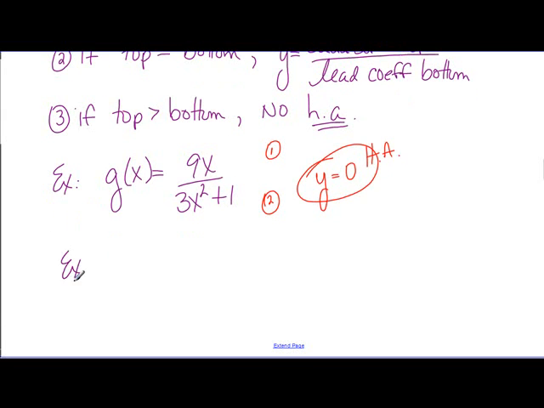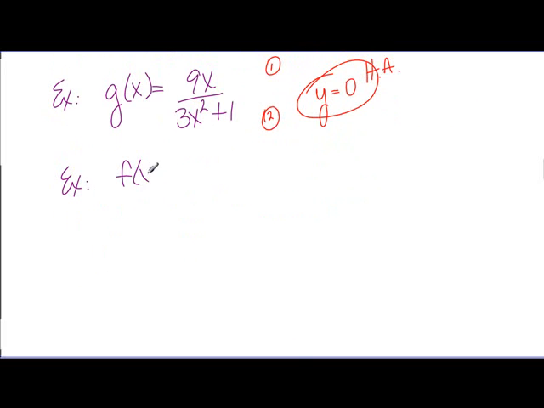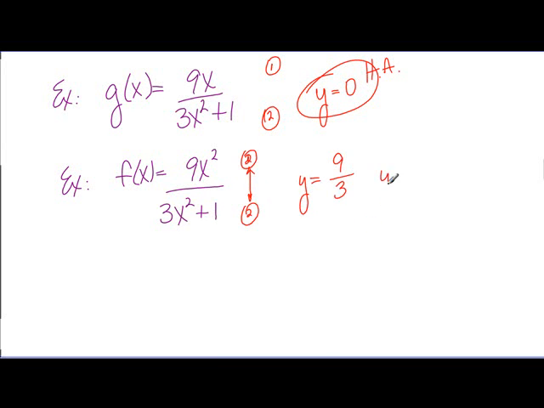Another example, suppose we look at f of x, and f of x is 9x squared over 3x squared plus 1. The degree of the numerator is 2. The degree of the denominator is 2. Since those two numbers are the same, our asymptote is going to be y equals lead coefficient over lead coefficient. So y equals 3 is our horizontal asymptote in this case.